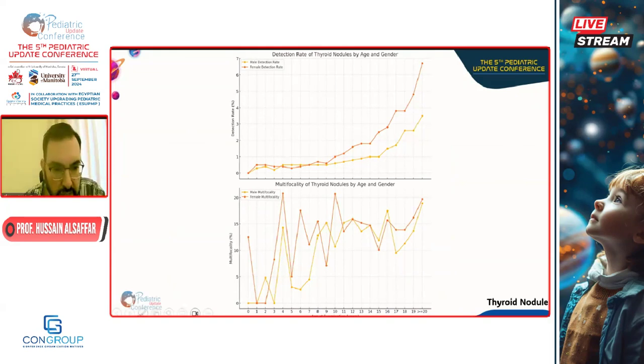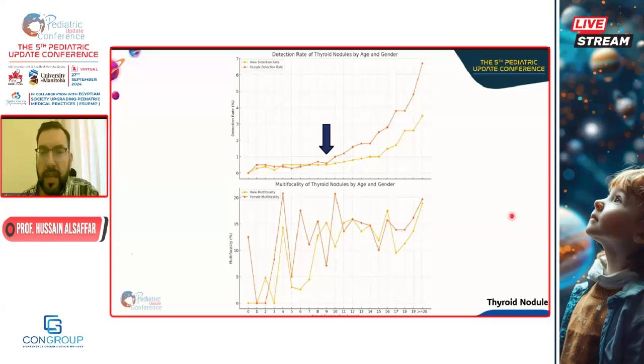Let me just use the pointer here to highlight this. Yeah, so you can see here that the females are having a higher rate of thyroid nodules compared to males. And if you see here, before age of 10 or 9, there is no difference in the prevalence of thyroid nodules between males and females. So it seems to be something to do with puberty. After puberty, the rate of thyroid nodules is increasing, and it's more in females compared to males.